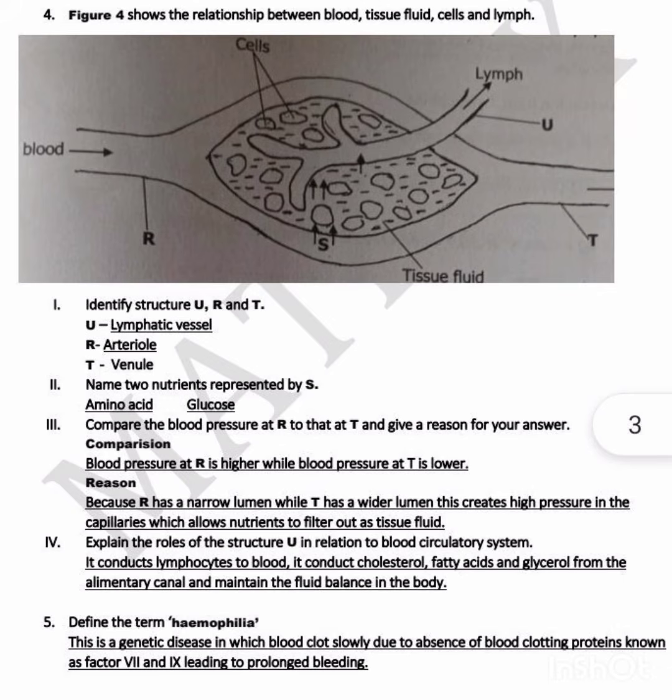Okay, so comparison: we are saying blood pressure at R, which is an artery, is higher while the blood pressure at T, which is a vein, is lower. The reason is because blood vessel R has a small lumen while blood vessel T has a wider lumen. This creates high blood pressure in the capillaries, which allows nutrients to filter out as tissue fluid.